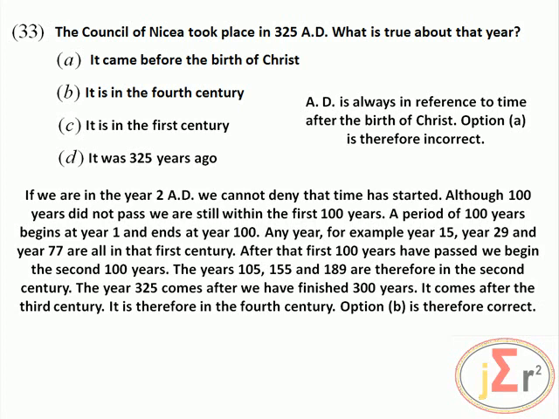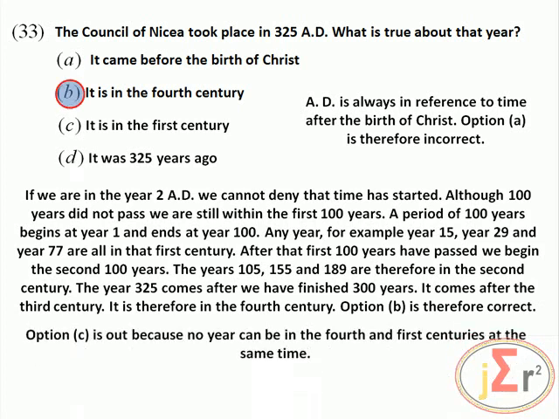The year 325 comes after we have finished year 300. So it comes after 300 years. It comes after the 3rd century. Because it comes after 300 years, it comes after the 3rd century. It is therefore in the 4th century. Option B is therefore correct.